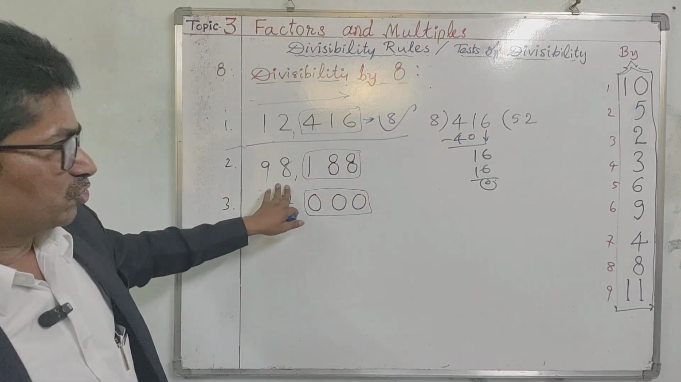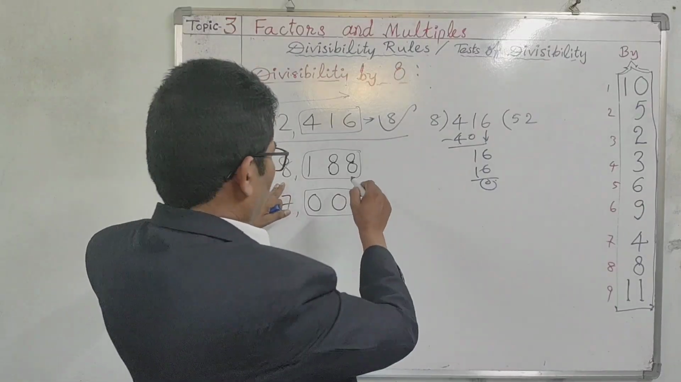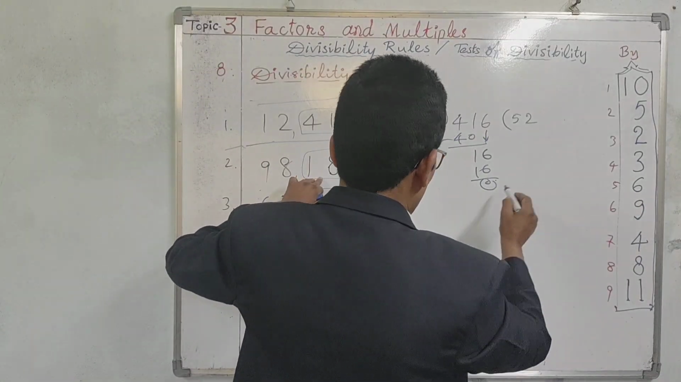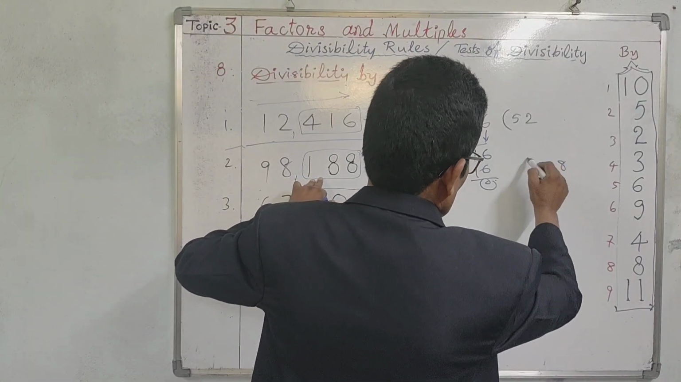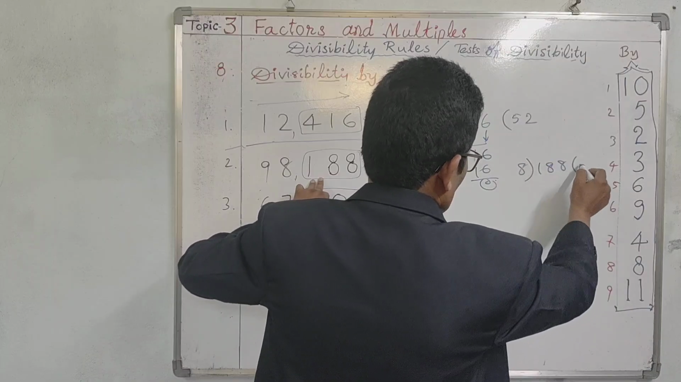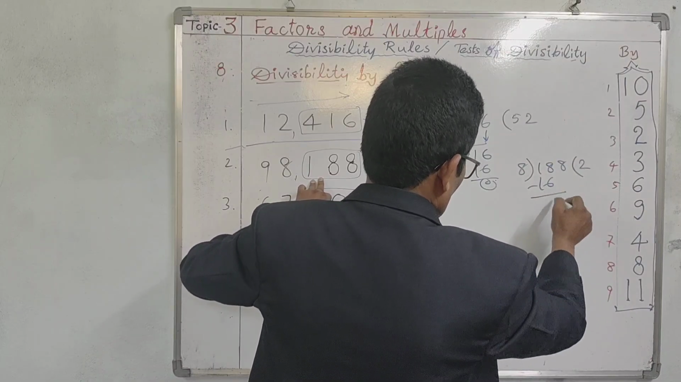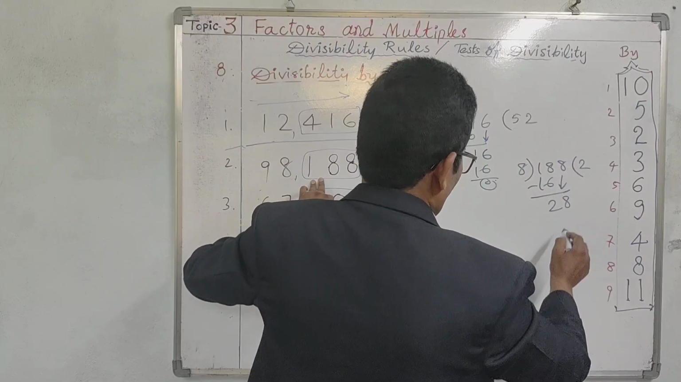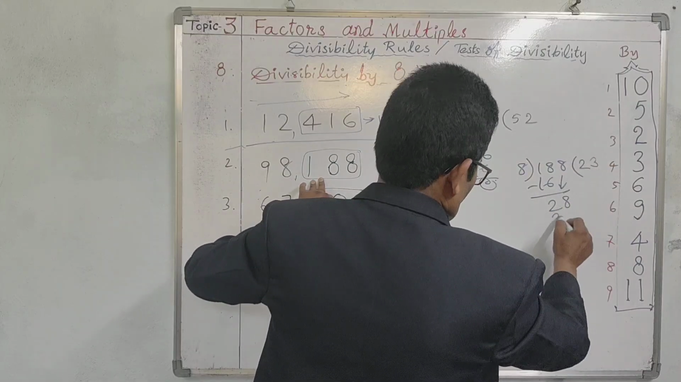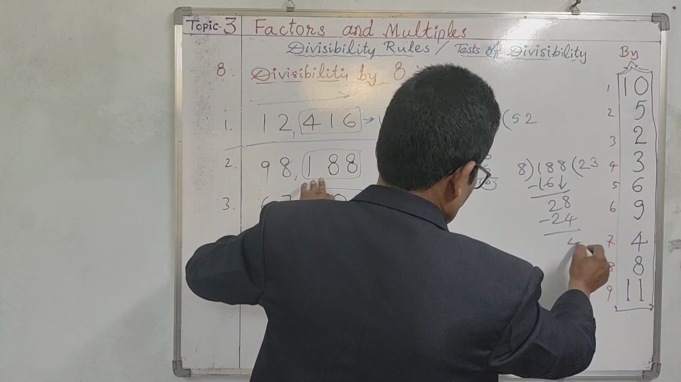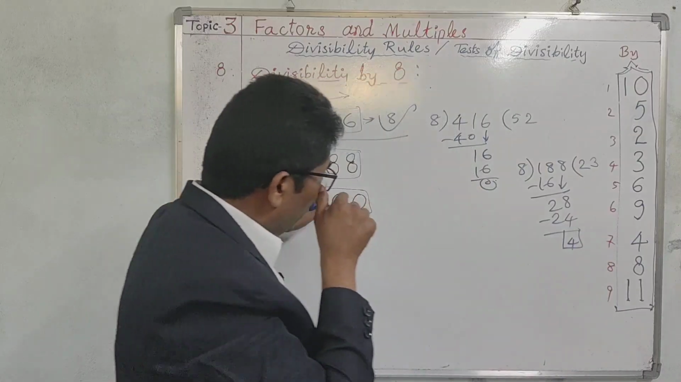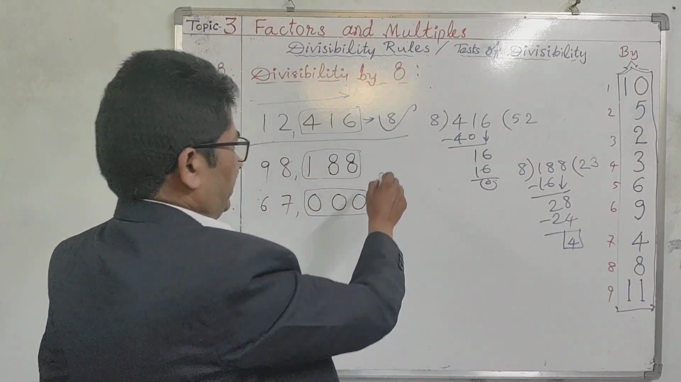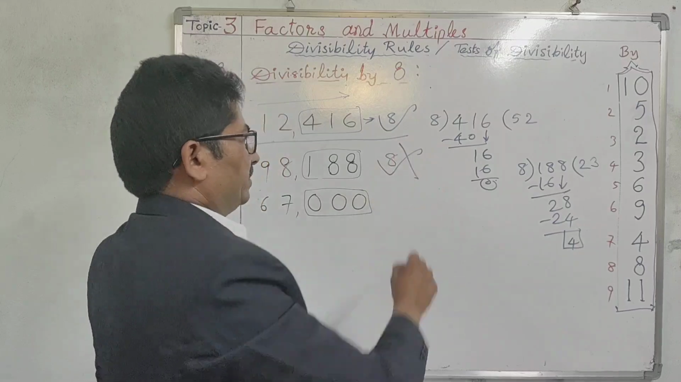Next, is this divisible by 8? We can check. 188. We have to check 188. 8 twos are 16. Bring down this 8. 8 threes are 24. So what is the remainder? 4 is the remainder. So that's why this number is not exactly divisible by 8.